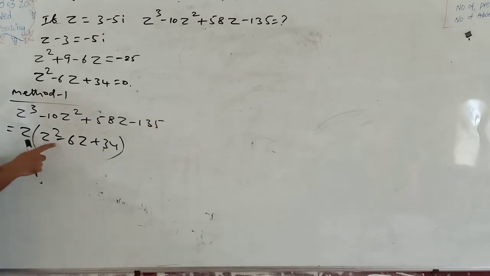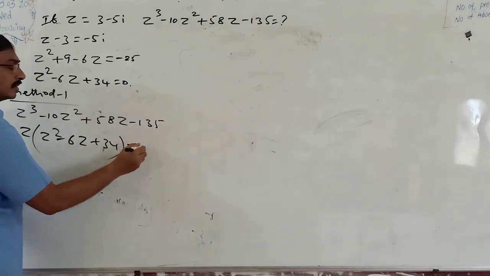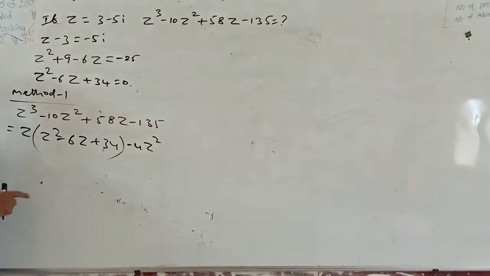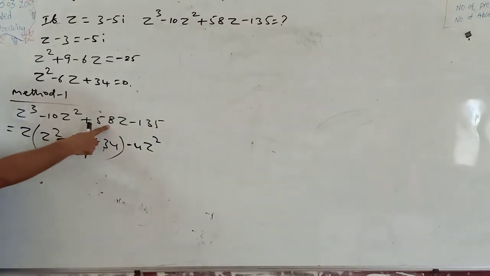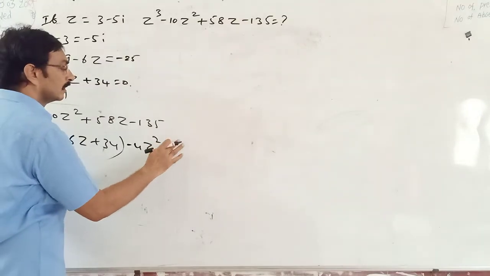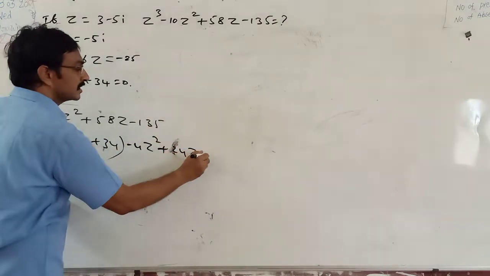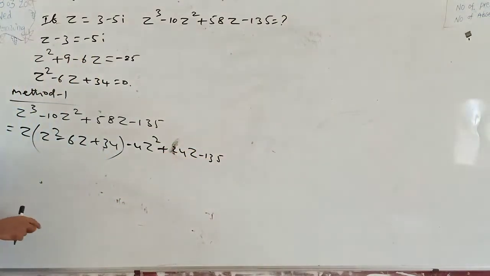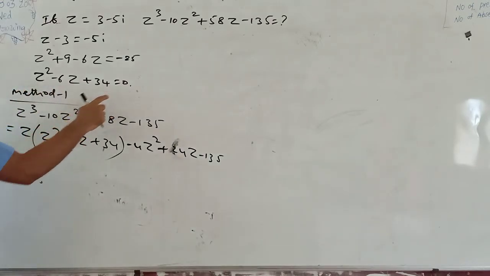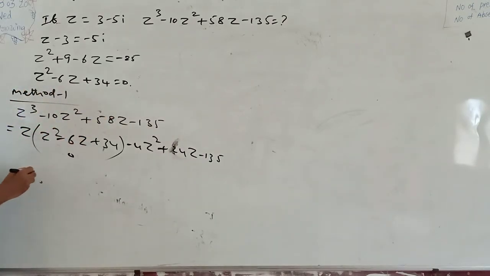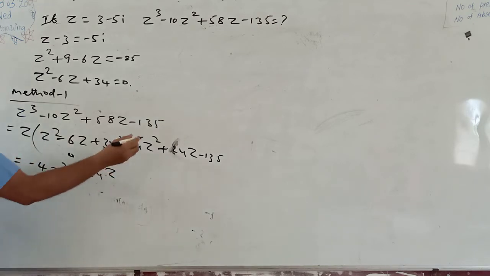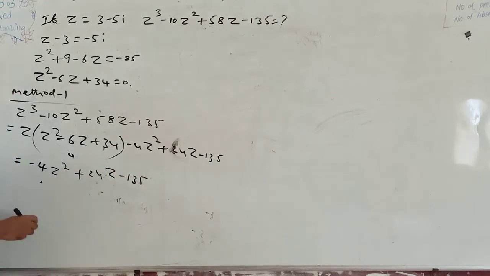Now adjust z into z square, z cube, okay. Z into minus 6z square, but there is minus 10z square. So for balance we have to write minus 4z square. Z into 34 is 34z, but there is 58z, therefore we have to write plus 24z. Now the constant term is minus 135. Now the value of this one is 0. Thus z into 0 equals 0. Now we have minus 4z square plus 24z minus 135.